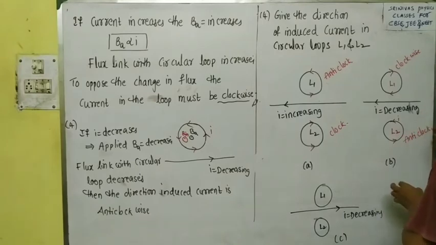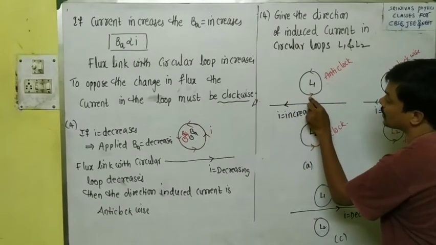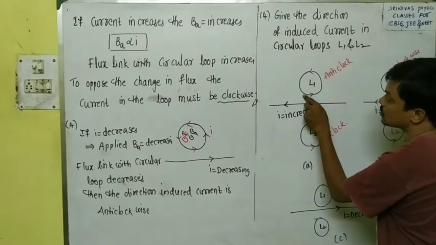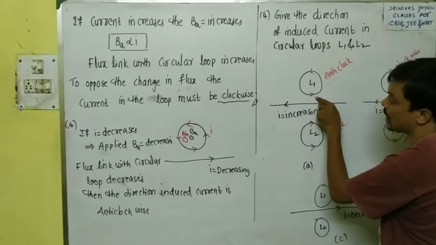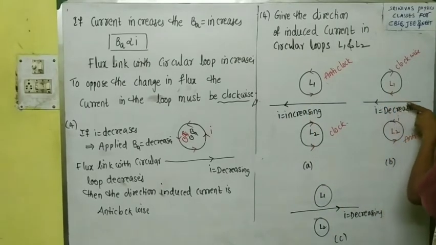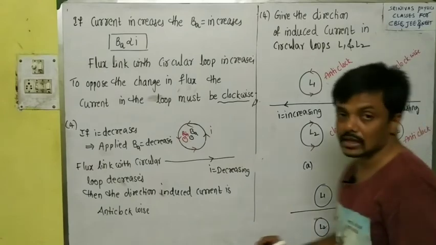You remember only one thing. What is that? When current increases, the induced current near this point should be opposite. Right? This induced current should be drawn backside. And here the current is decreasing, which means it should support. The same direction current will generate. Right? Same direction. Okay?